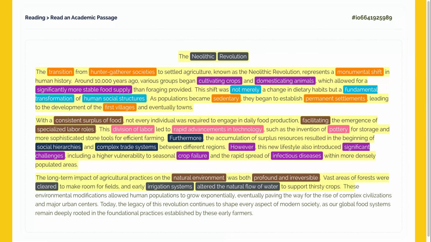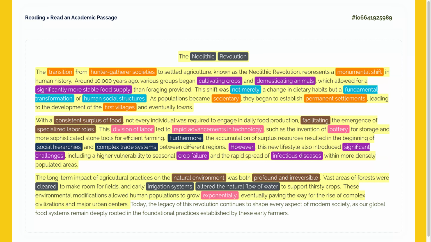These environmental modifications allowed human populations to grow exponentially, eventually paving the way for the rise of complex civilizations and major urban centers. This sentence links the environmental changes to population growth. Because humans changed the land, the population could grow exponentially, which means very quickly. This growth led to the rise of complex civilizations. The author is showing us the direct path from the first farm to the first big cities, or major urban centers.